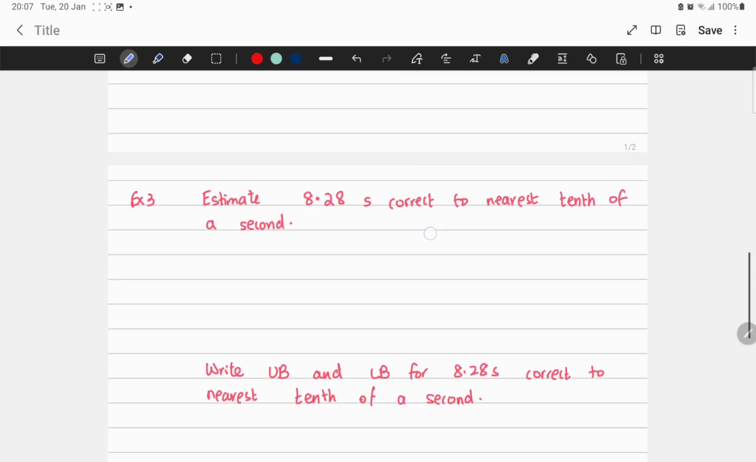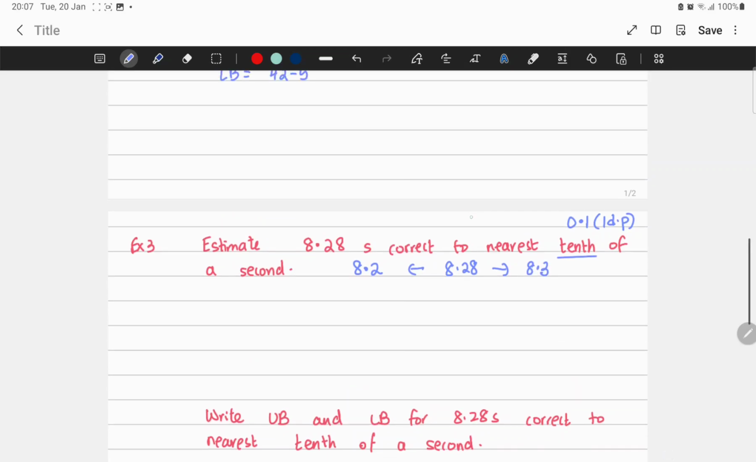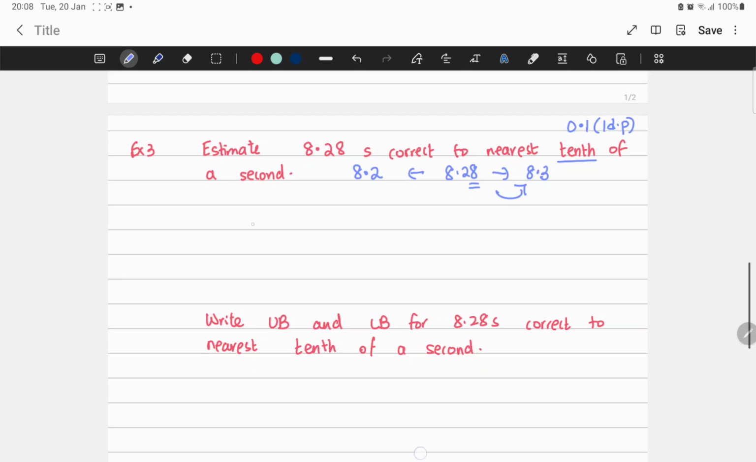Another example, if we have to estimate 8.28 seconds, correct to nearest 10th of a second. 10th, we're talking about 0.1. That means 1 decimal place, 1 dp. So 8.28, if we count 1 decimal place, lies between 8.2 and 8.3. And when we look carefully, 8.28 ends with 8, which means it is closer to 8.3. So the answer is 8.3 seconds.